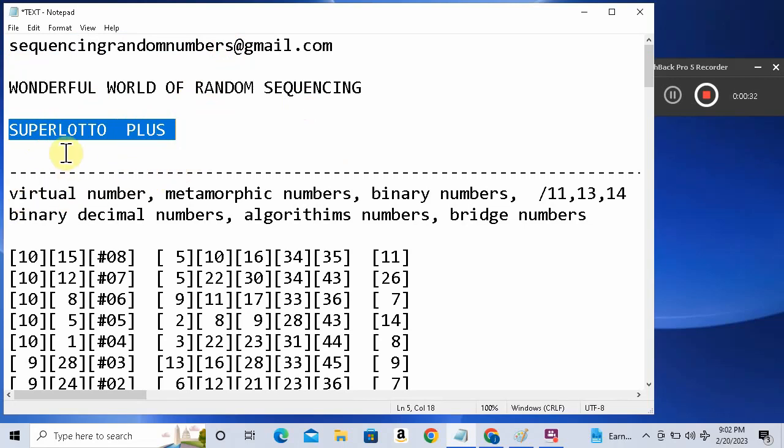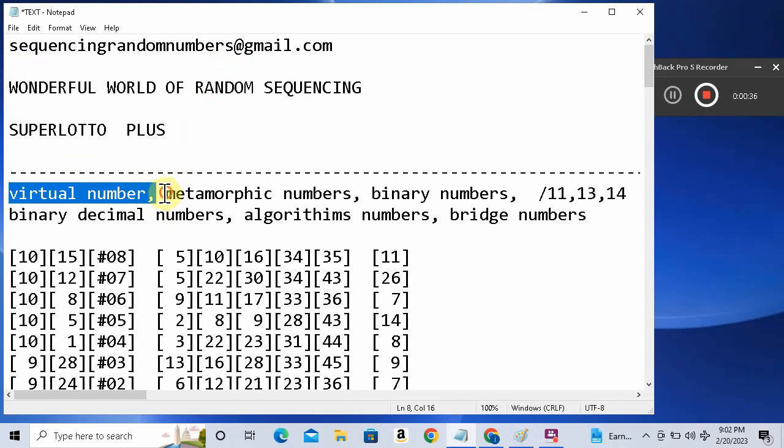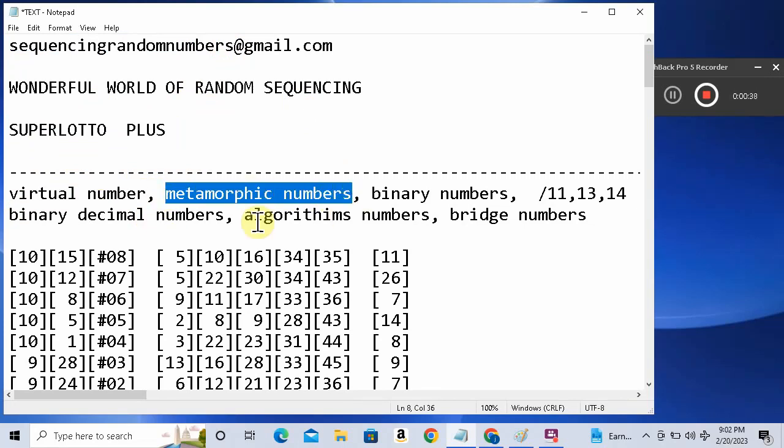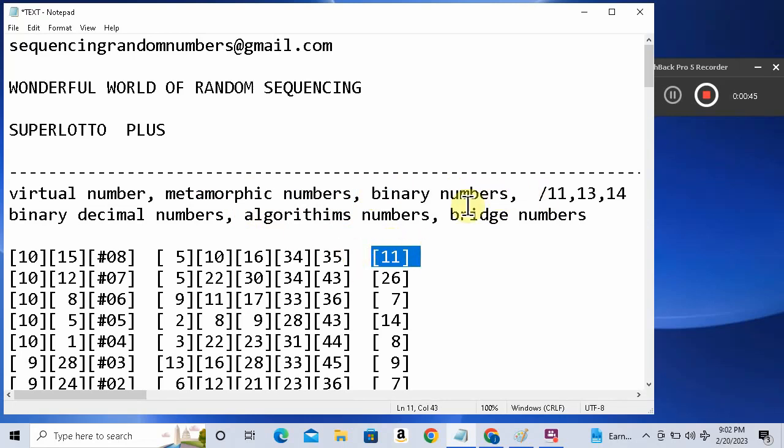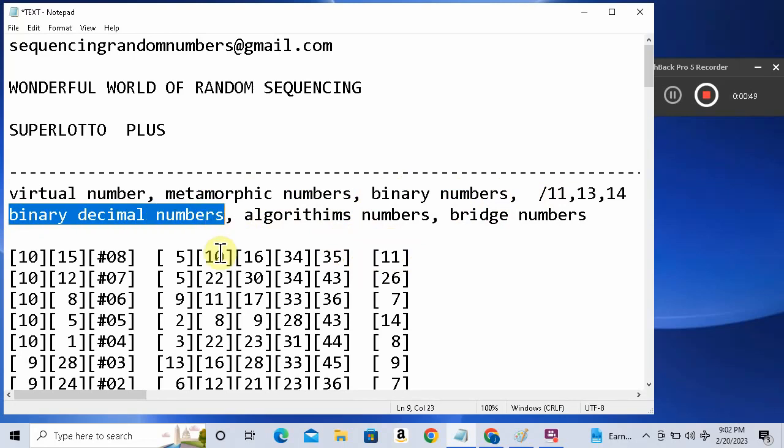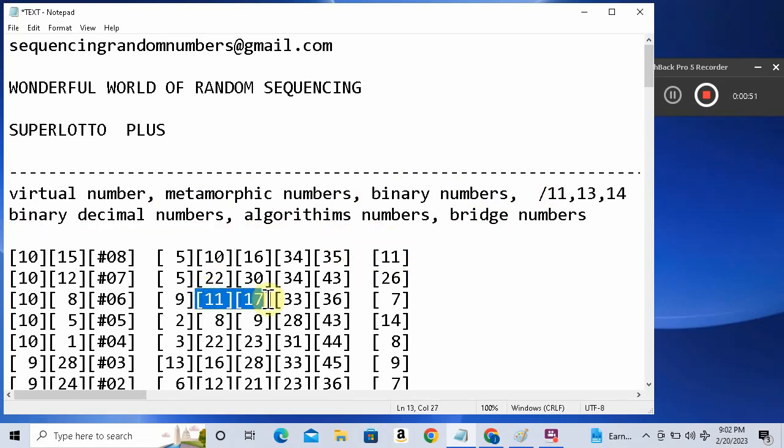To understand random sequencing, you need to understand virtual numbers, metamorphic numbers, and binary numbers. Now these are binary numbers right here, and you need to understand binary and decimal numbers. These two cells right here form us. 111 is 7, linked to a 7 makes 77. So that's a binary to decimal number.